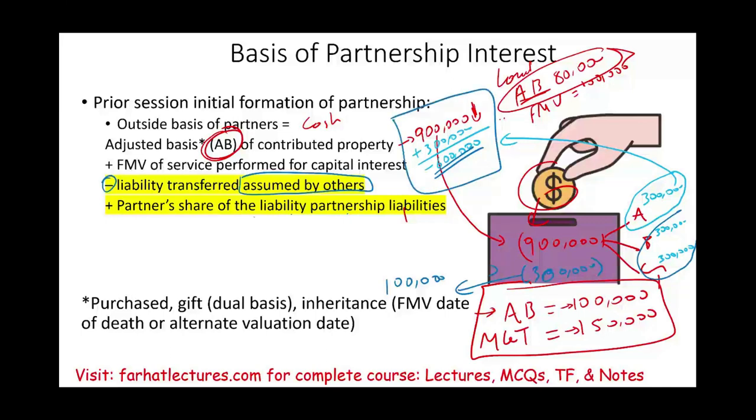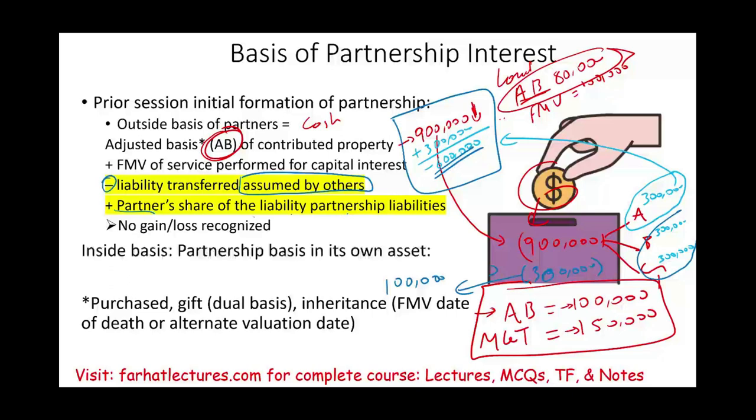If others contributed a liability, I will add my share of that liability, because if others contribute that liability, we are responsible for it. I'm a partner, and I'm responsible for that. Here we're assuming we're dealing with non-recourse debt, and we'll talk about that later. Remember, there's no gain, no loss when we form a partnership. Also, the inside basis of a partnership in its own assets takes on the adjusted basis of the property. Basically the same concept. And if there's any recognized gain, usually there is no gain. So this is basically an introduction.